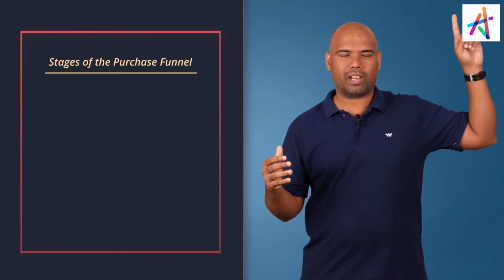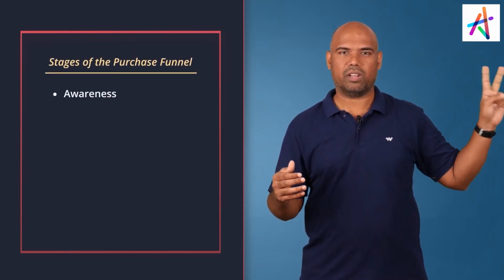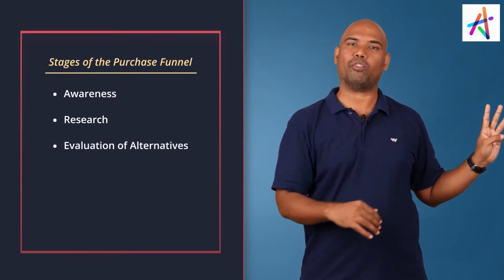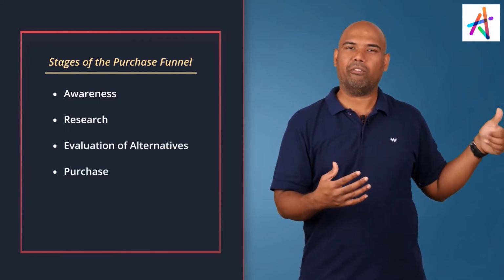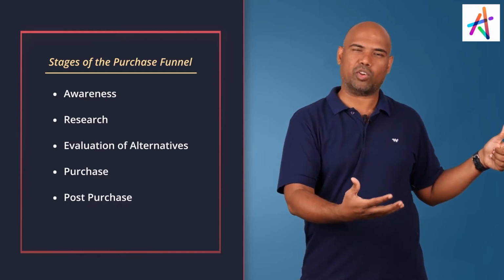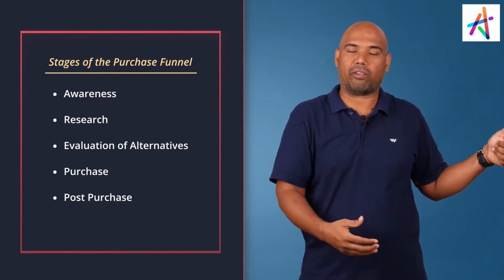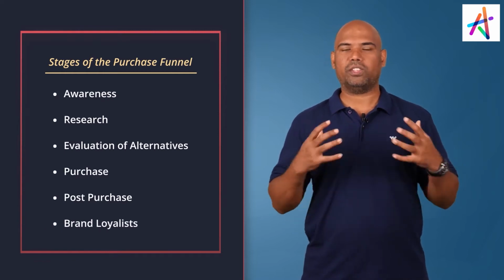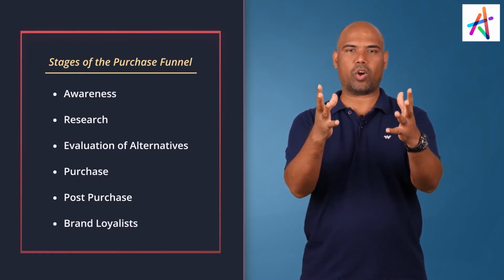A quick recap, right at the top, awareness, next comes research. Third comes evaluation of alternatives. Fourth, buying. Fifth, after sales service or after purchase, the process after that. And finally, brand loyalists. So these are the different stages that you as a content marketer need to keep in mind, because the way you communicate at each stage to your prospective customer, to a fan, a business's loyal customer, is going to be totally different. So be aware of these various stages within the purchase funnel.